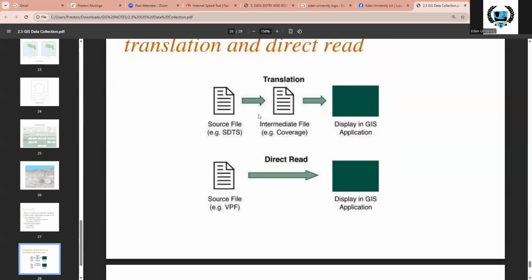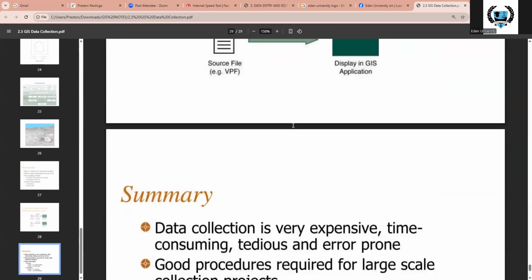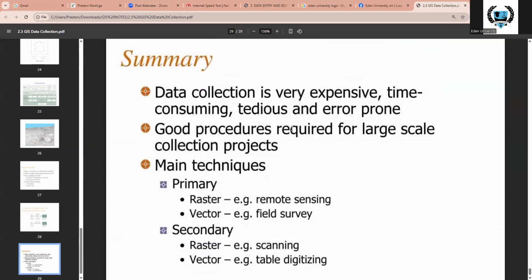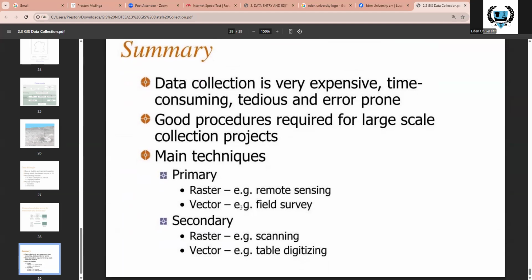Can you follow this? Okay, so summary. Data collection is very expensive, time-consuming, tedious, and error-prone. Good procedures are required for large-scale collection projects. So main techniques are primary, which is raster, remote sensing, and vector field survey. Then secondary, we have raster, which is scanning, and digitizing.